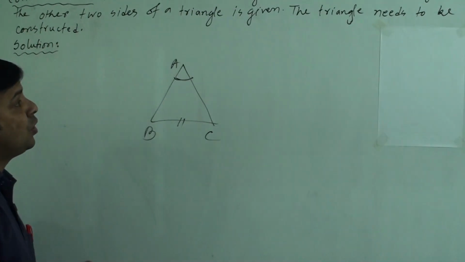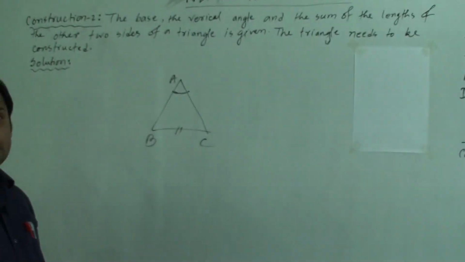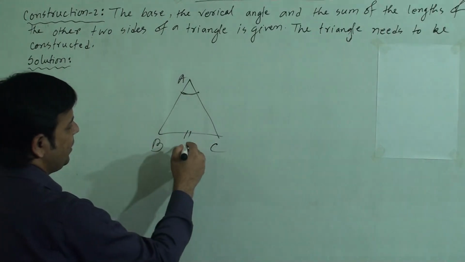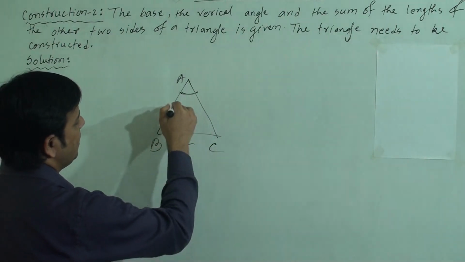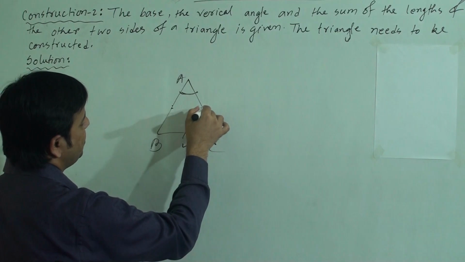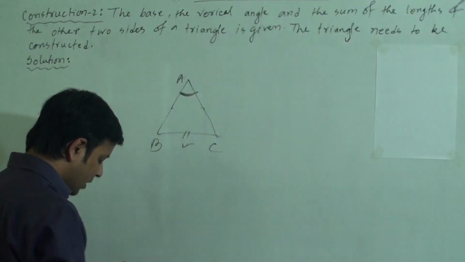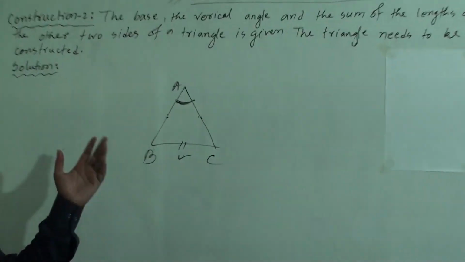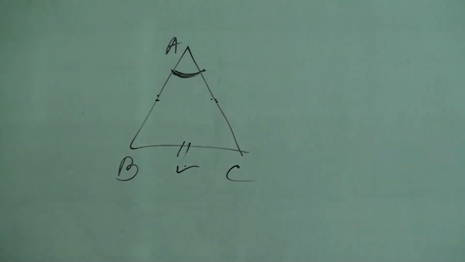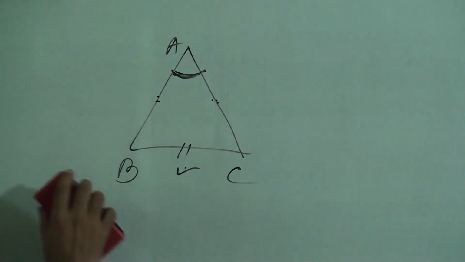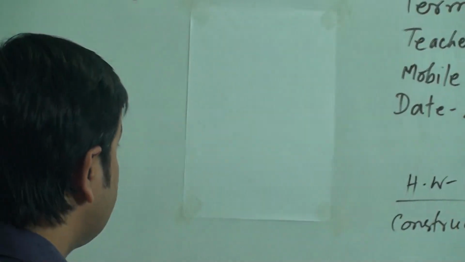Okay dear students, so we have to draw the triangle. Here the given information is: the base is given, the sum of the lengths of the other two sides is given, and the vertical angle is given. We need to construct the triangle. Dear students, okay, let us start. How can we construct the triangle? At first we can show the given information here.